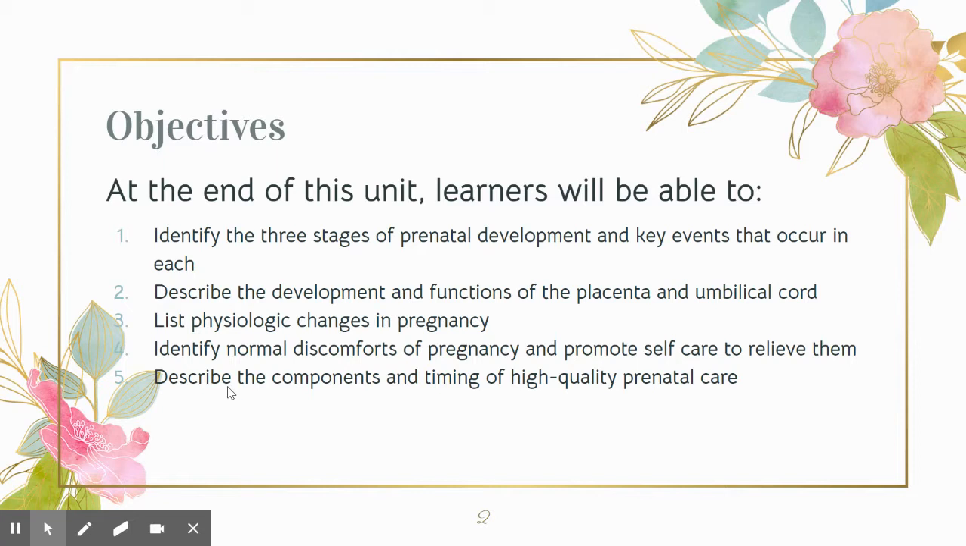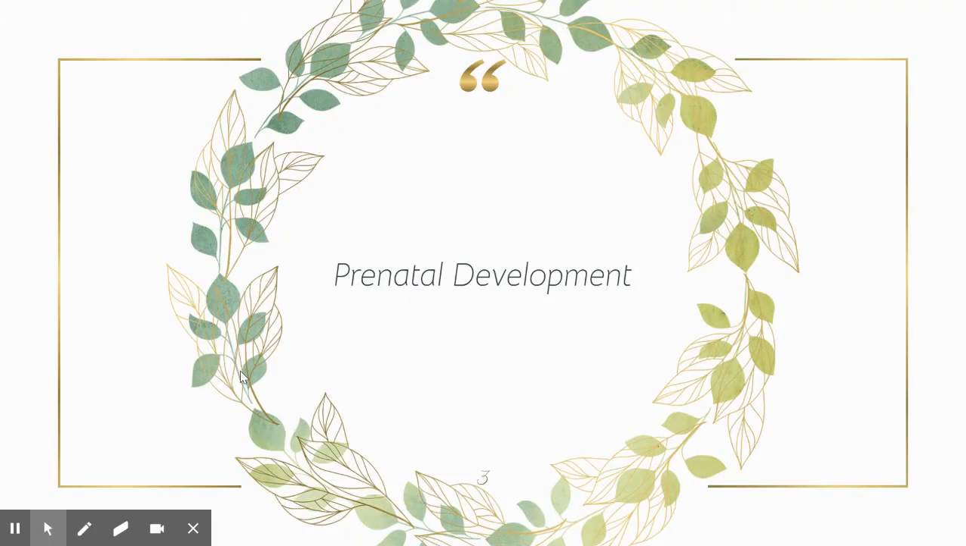You should be able to describe the development and functions of the placenta and umbilical cord briefly. List the physiologic changes in pregnancy, and that's a little bit involved because every system in the body changes with pregnancy. Identify normal discomforts of pregnancy and promote self-care to relieve them, and describe what high-quality prenatal care looks like. So we're going to start with prenatal development.